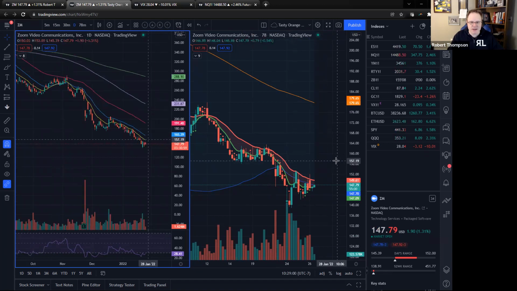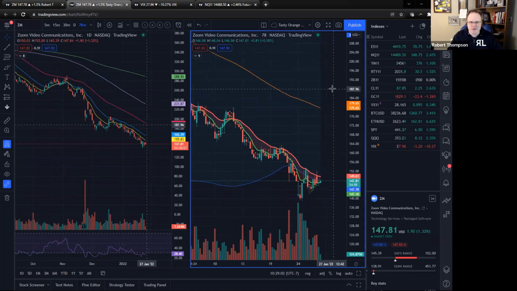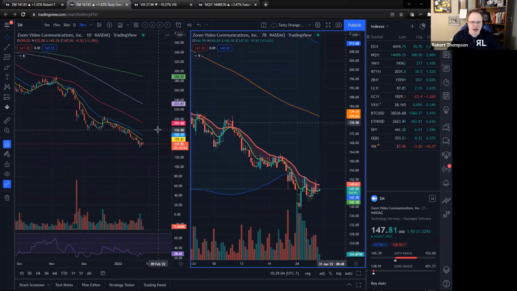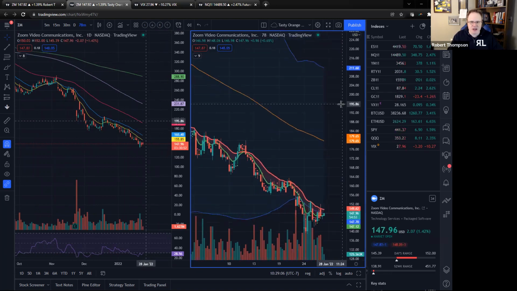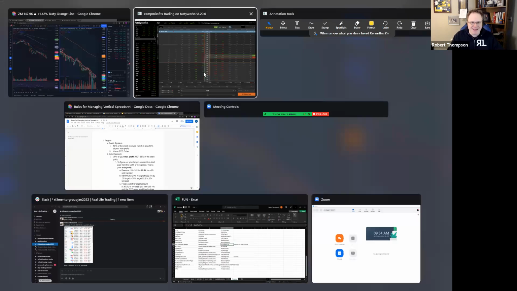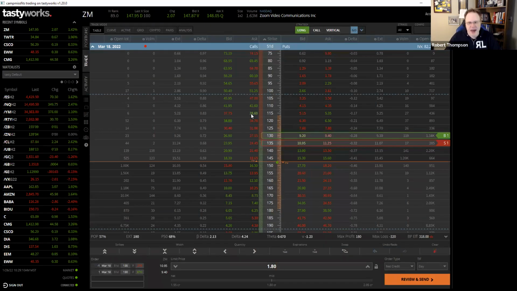I will give you some scans and some tools I use, but I want to focus on the math-based stuff. Right now, I don't see a real good reason to be bullish on Zoom, so I'm probably waiting. But let's say you think you can catch the knife and buy the dip. This is a good trade, statistically speaking.